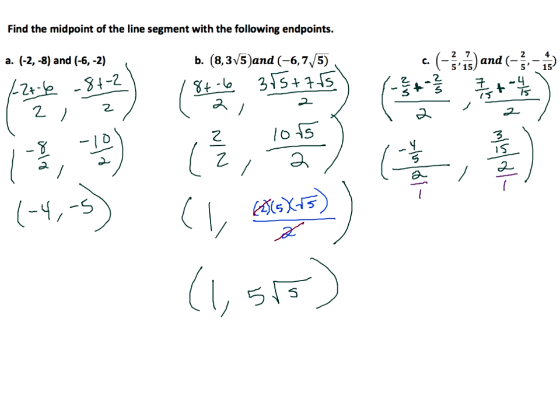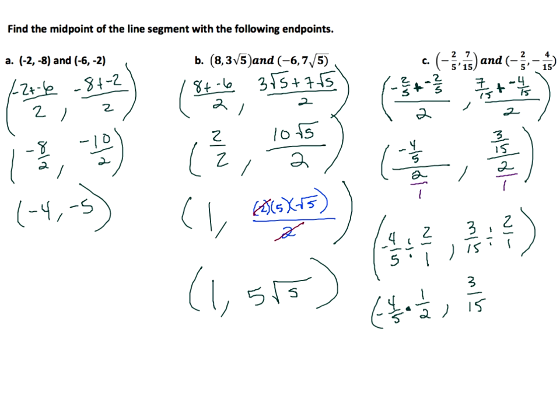I grabbed a white pen. I was trying to write. Where is everything? So this is really the same thing as negative 4/5 divided by 2 over 1. And this is 3/15 divided by 2 over 1. So just like I said a minute ago, you never divide fractions, you multiply by the reciprocal. Negative 4/5 times the reciprocal 1/2. 3/15 times the reciprocal 1 over 2.